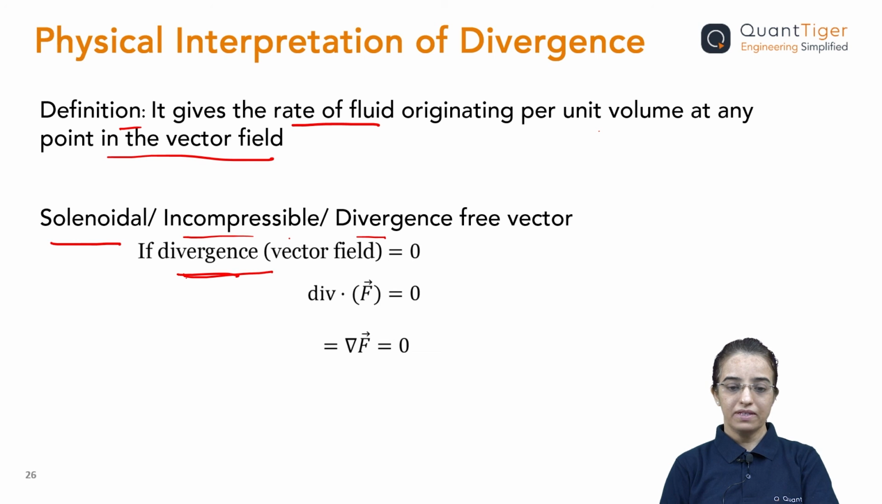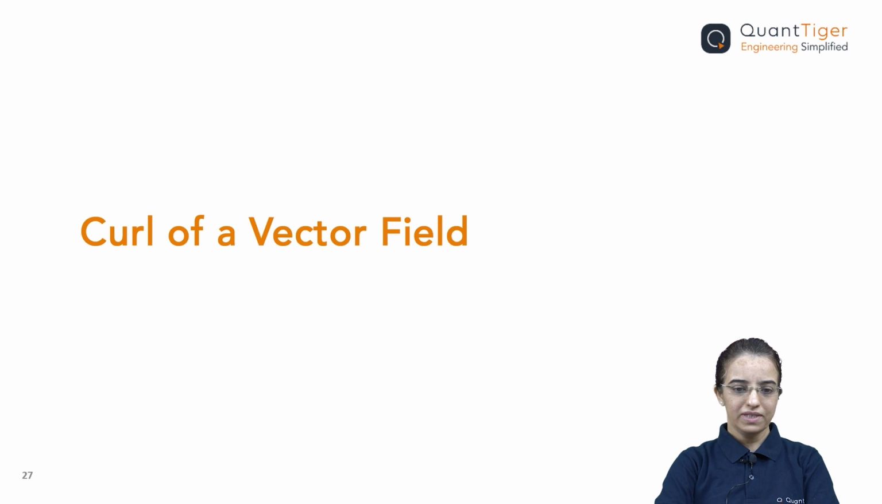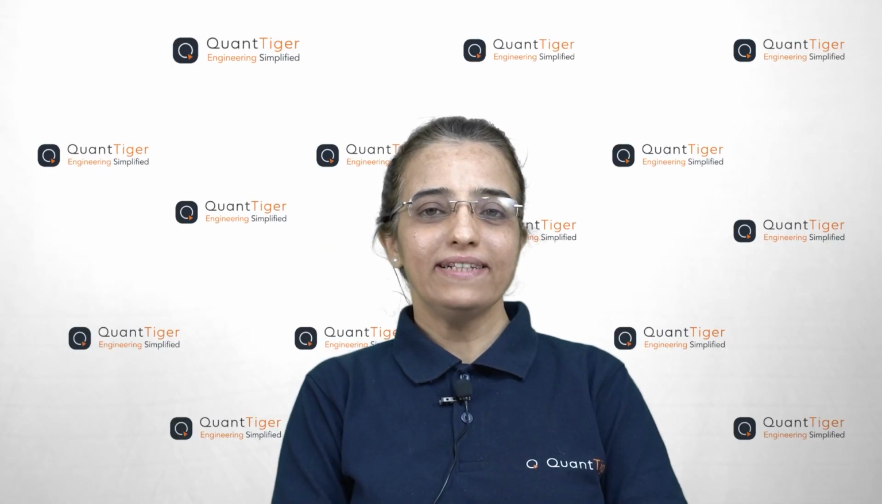So whenever after taking divergence you get the answer 0, then we can say that it is a solenoidal or incompressible, or a divergence free vector. So this is the physical interpretation of this divergence. Let us discuss it in more detail in the next video.